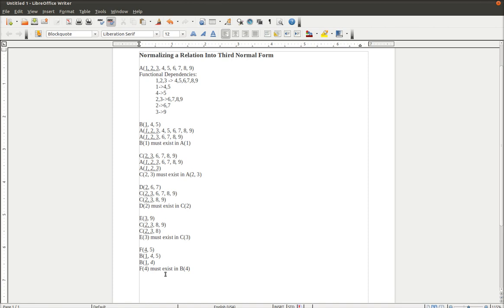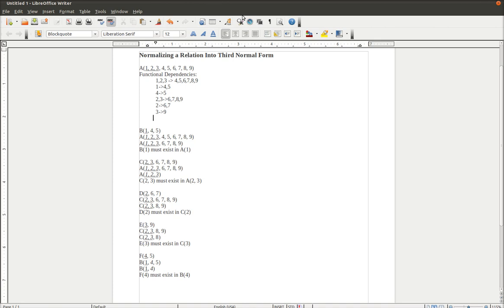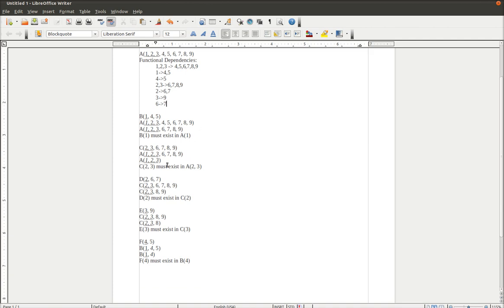Essentially, what third normal form does is it allows us to have no non-key attributes determining other non-key attributes. So that's the important thing to look for. If we were to have an additional functional dependency here, such as 6 determines 7, then we would need to look at D more carefully, because if you look in D, 6 and 7 are both non-key attributes.